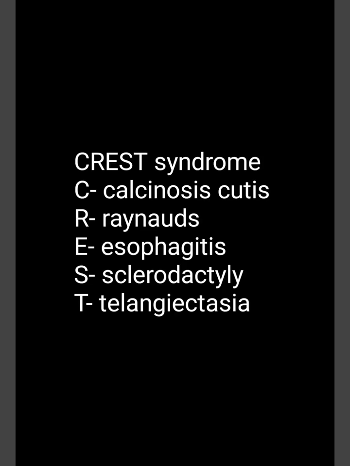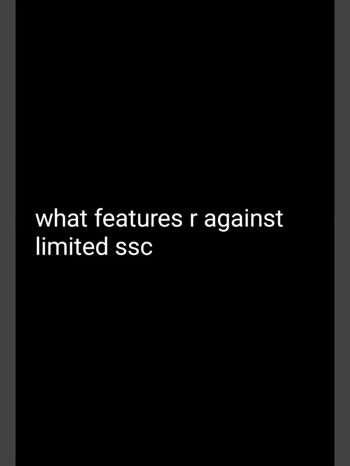Limited SSc is associated with what syndrome? CREST syndrome: C, calcinosis cutis; R, Raynaud's; E, esophagitis; S, sclerodactyly; T, telangiectasia. What features are against limited SSc? Extensive fibrosis, ILD, cardiac involvement, renal involvement.